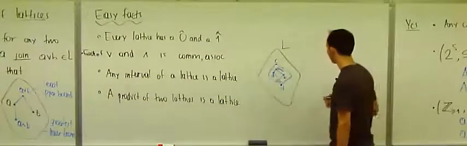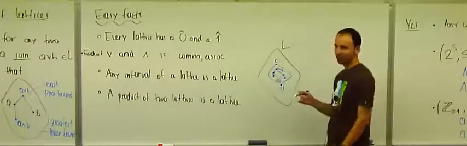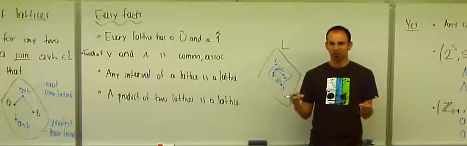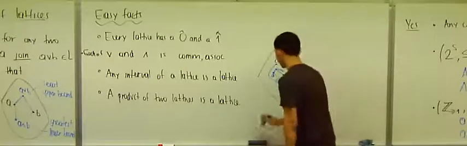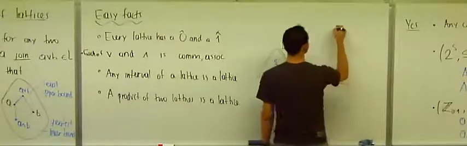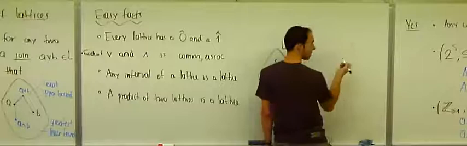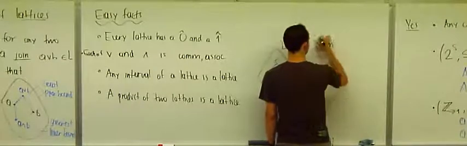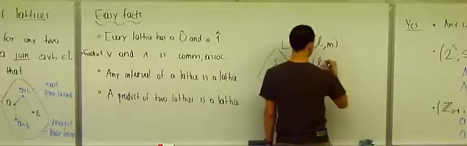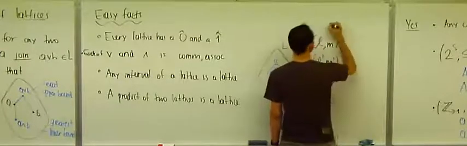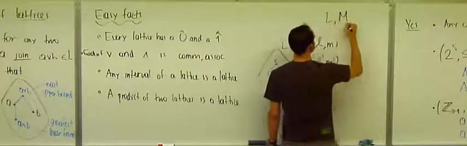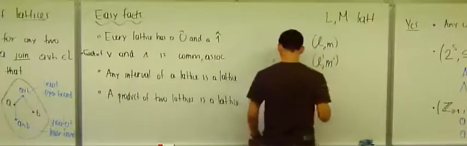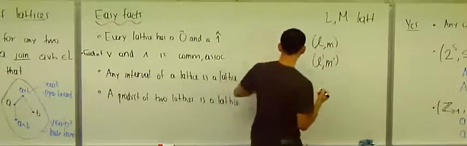So why is that? Well, if you have two lattices, L and M, and you look at the product of L times M, then this is kind of abstract nonsense here. So if you look at two elements of L times M, they look like a pair (l, m) and a pair (l', m'), where l and m are in the lattices L and M. So two elements of L times M look like this.